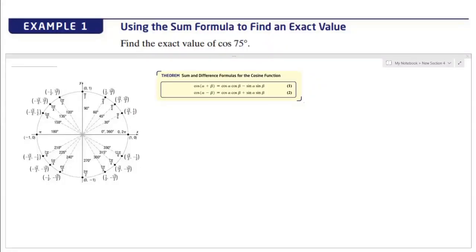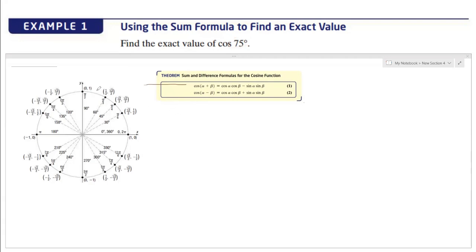Okay, class, in our last discussion, we talked about showing why these work here. And this is the sum and difference formulas for the cosine. So what we're going to do now is take a look at how it's useful. So we're asked to find the exact value of the cosine of 75 degrees.